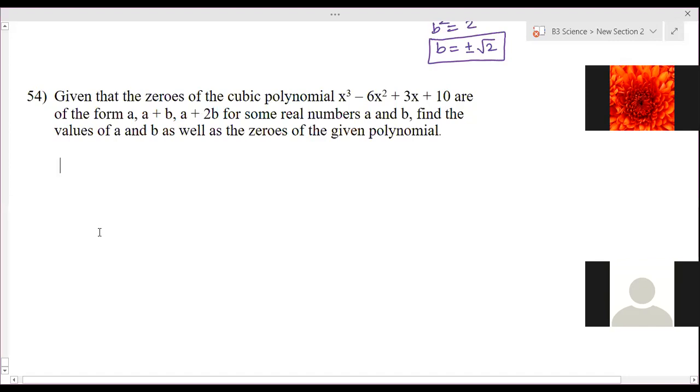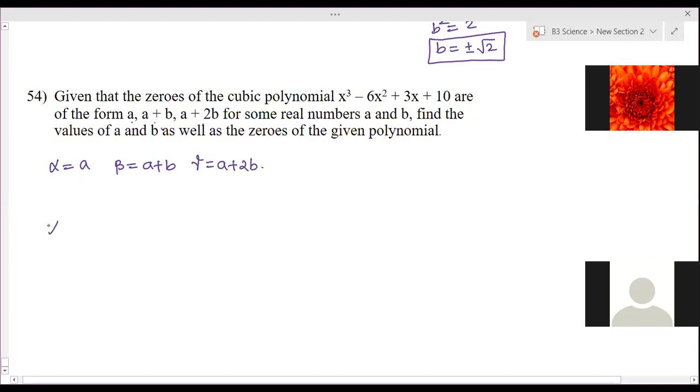Yes, ma'am, just 2 minutes. I'll finish the 54th. So in 54, they have given again the same thing. Instead of a minus b, a, and a plus b, they have given a, a plus b, and a plus 2b. The method you have to use is the same. Alpha is equal to a, beta is equal to a plus b, and gamma is equal to a plus 2b.